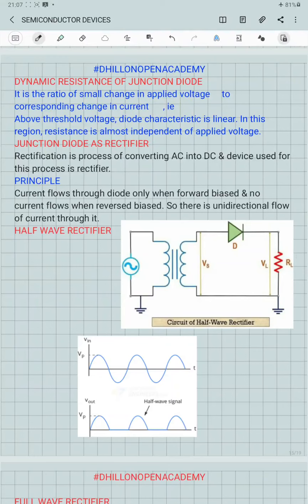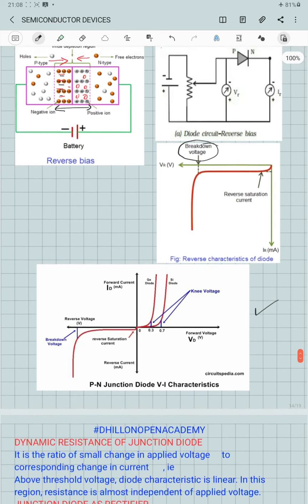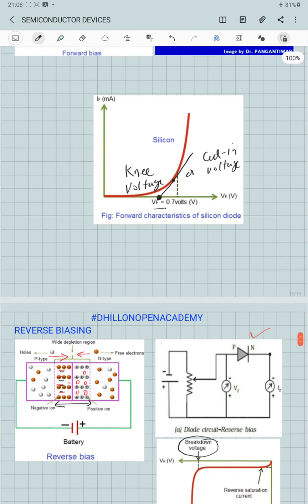Now we are studying the dynamic resistance of the junction diode. It is also known by the name AC resistance. If we take a look at the forward bias characteristic curve of the PN junction diode, we see that it is not a straight line, so it doesn't follow Ohm's law. So it is non-linear in shape.